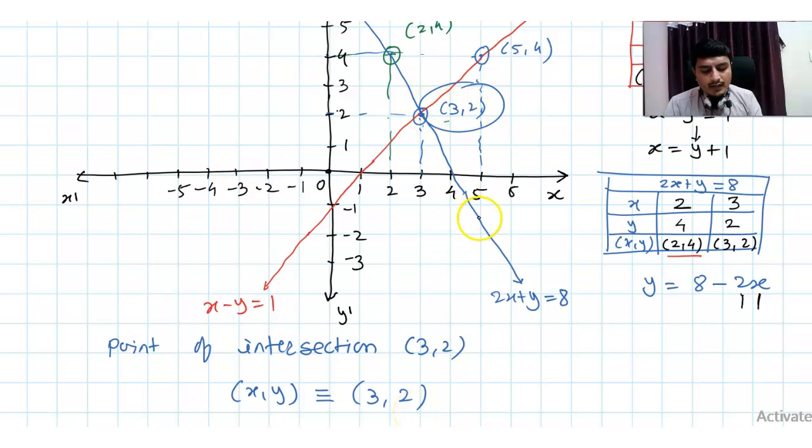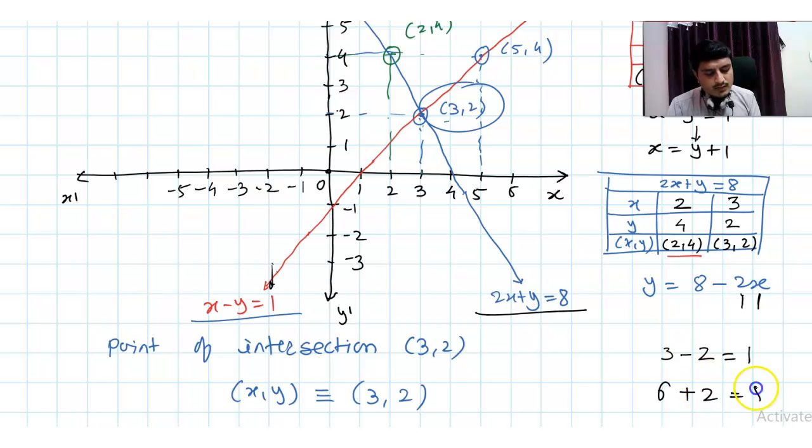Once the point lies on the line, it should satisfy both equations of the lines simultaneously. That means x equals 3 and y equals 2 should satisfy the first equation x minus y equals 1, as well as 2x plus y equals 8, the second equation. You may verify your answer. 3 minus 2, the x value is 3, the y value is 2, so 3 minus 2 is 1, exactly the RHS. Now x is 3, so 2 times 3 gives 6, plus y is 2, so 6 plus 2, definitely we have the RHS as 8, so our answer is correct. The x value is 3, the y value is 2.